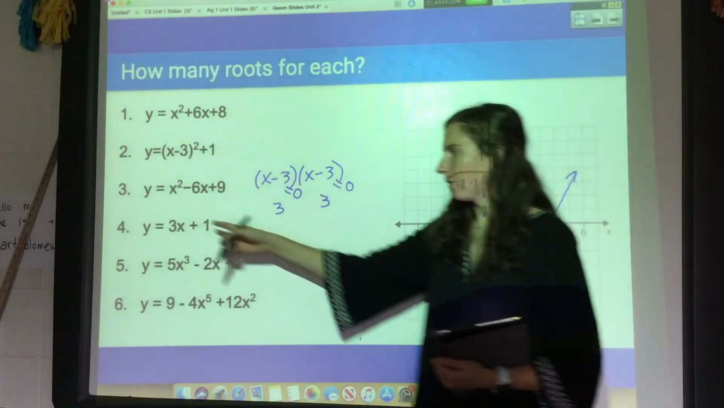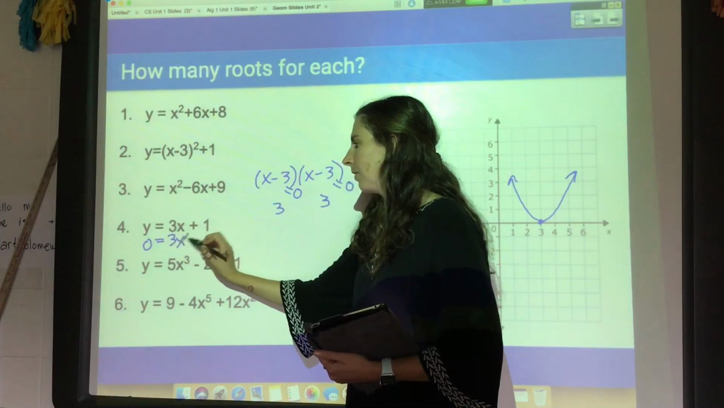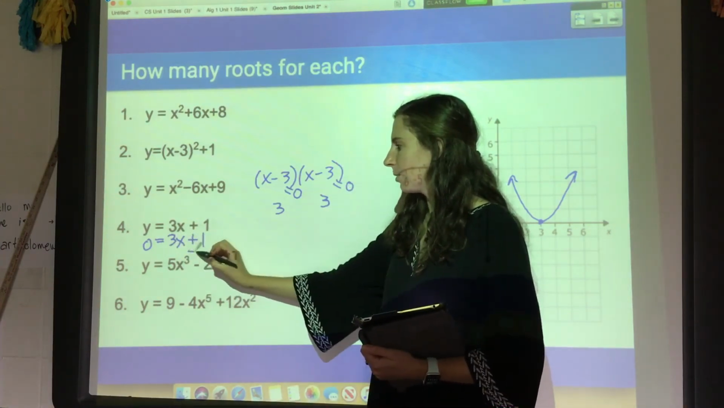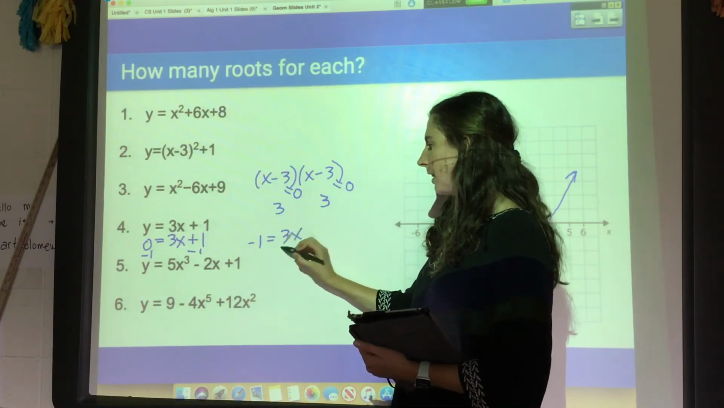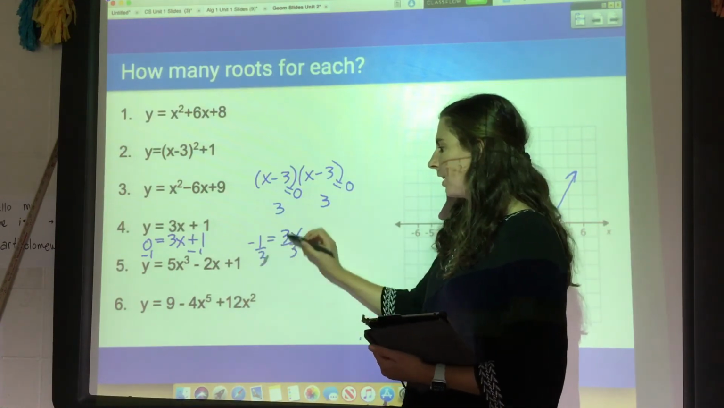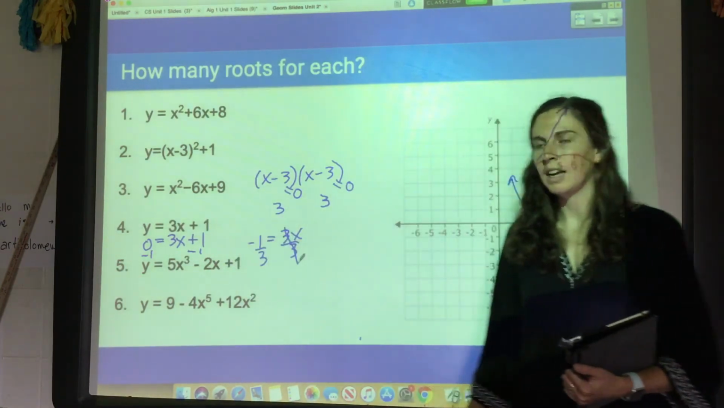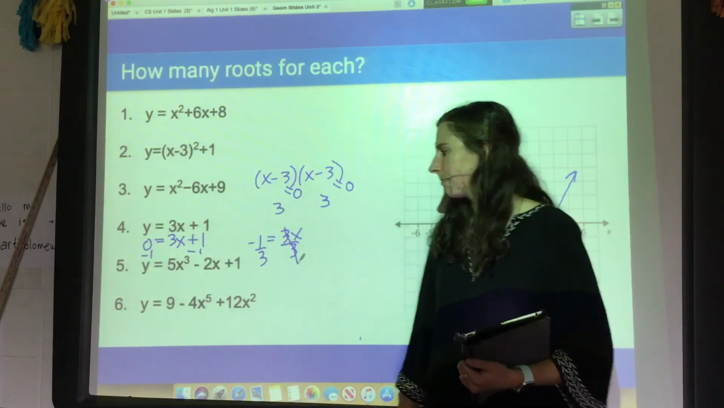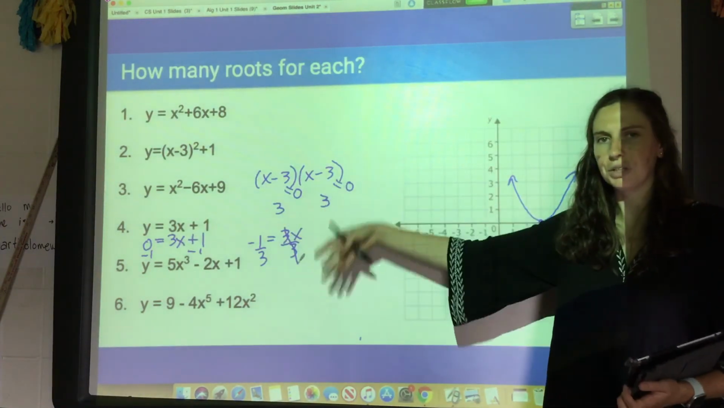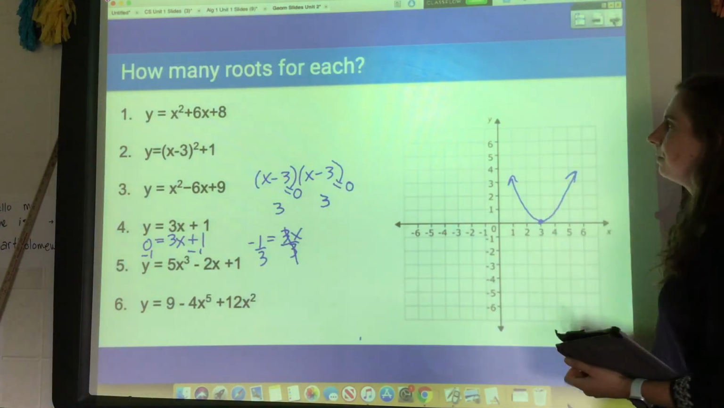Or if you wanted to solve this one, see where it equals 0, you would just subtract 1, and then divide by 3. So -1/3 is the root for that line. Again, it only has 1 because it's a degree of 1. Anyway, just wanted to show you, connect to some of the stuff we did last year in Algebra 1.